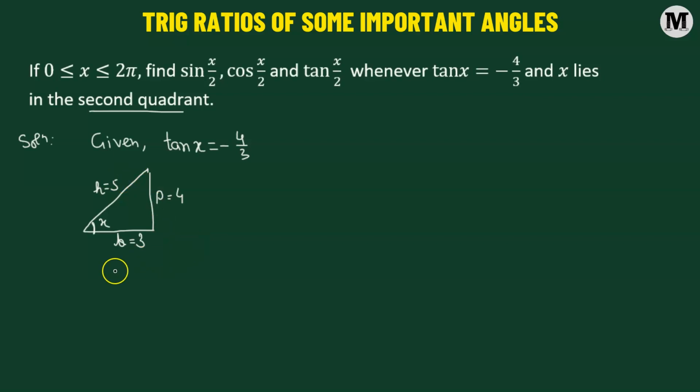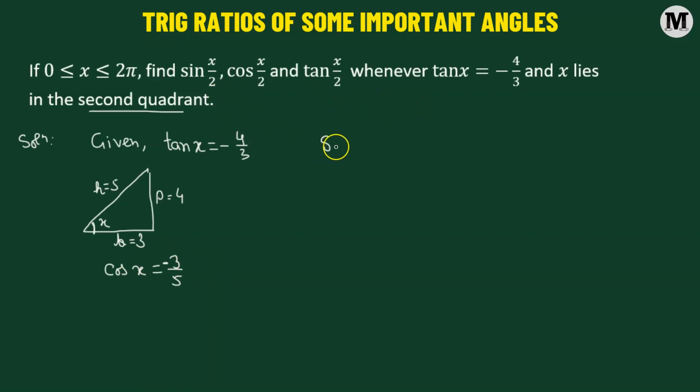Now we can immediately find out the value of cosine of the angle x. Cosine of angle x is the base over the hypotenuse, so we will have 3/5. And since we are in the second quadrant, it's going to be negative, because in the second quadrant, cosine is negative as well. Now, let's try to find out each of the values.